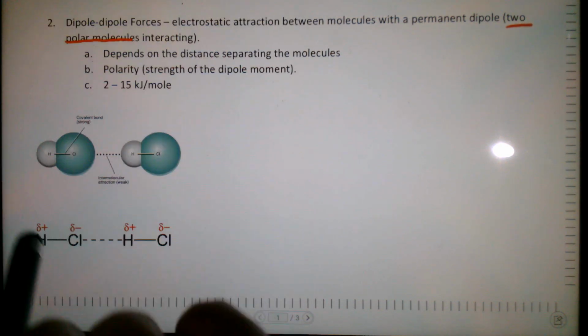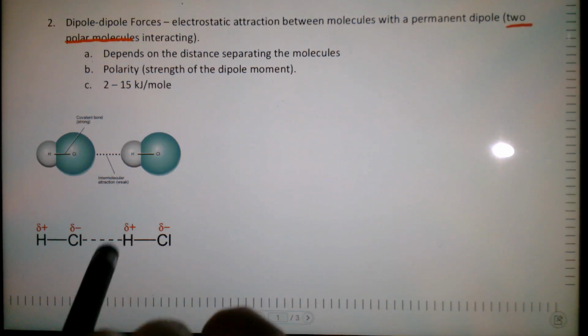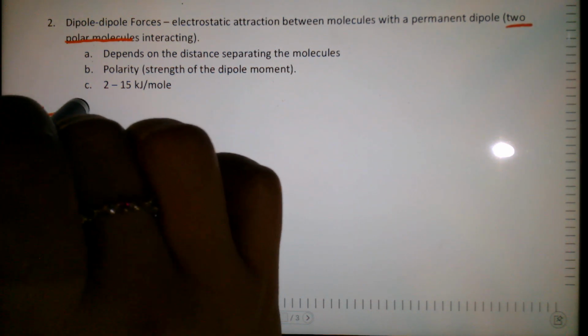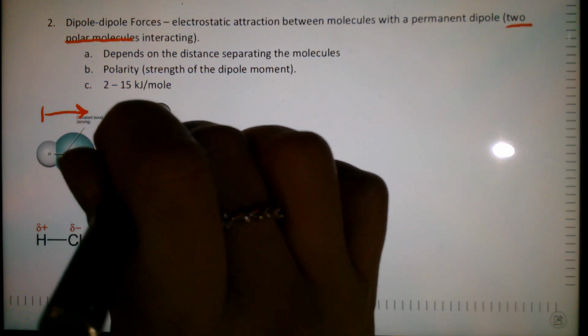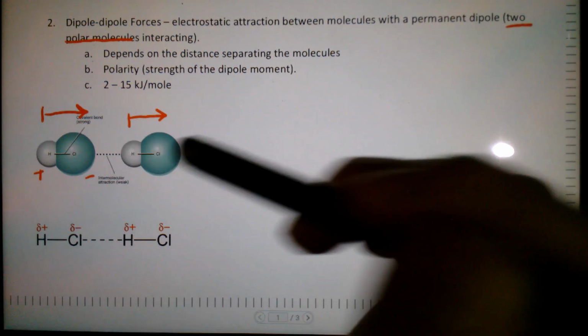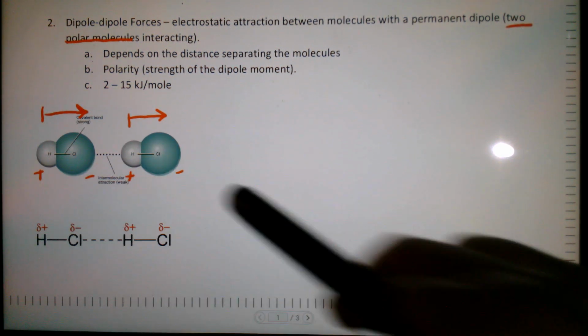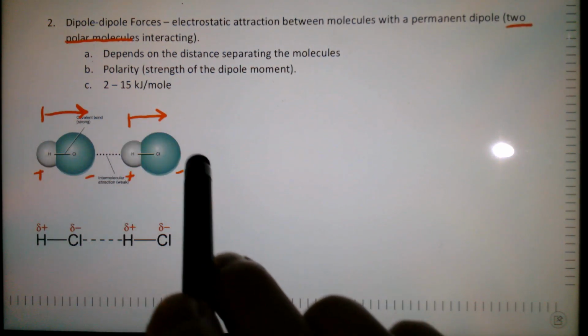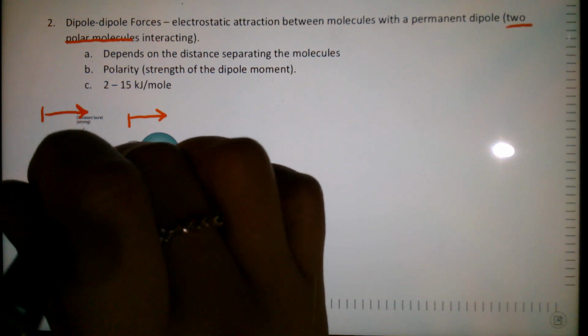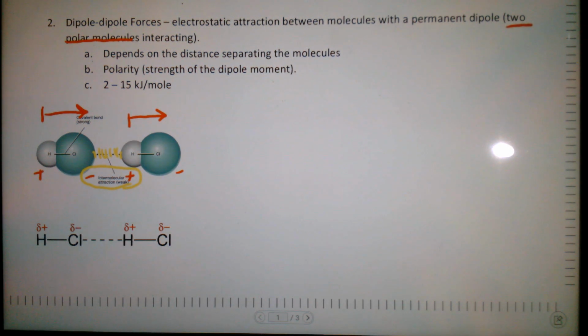So let's take a look. We have HCl and another HCl. Because chlorine is much more electronegative, we have that pole of electrons going this way and this way. What that does is it gives us a positive charge for hydrogen and a negative charge for chlorine. When these 2 molecules come together, the negative and the positive are attracted to one another, and they form a weak bond. We do know that positives and negatives attract one another, so we form that weak bond there.